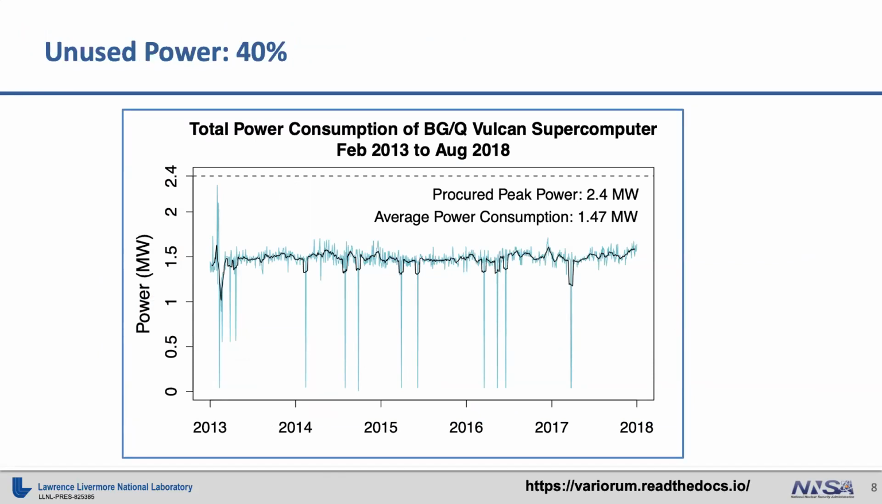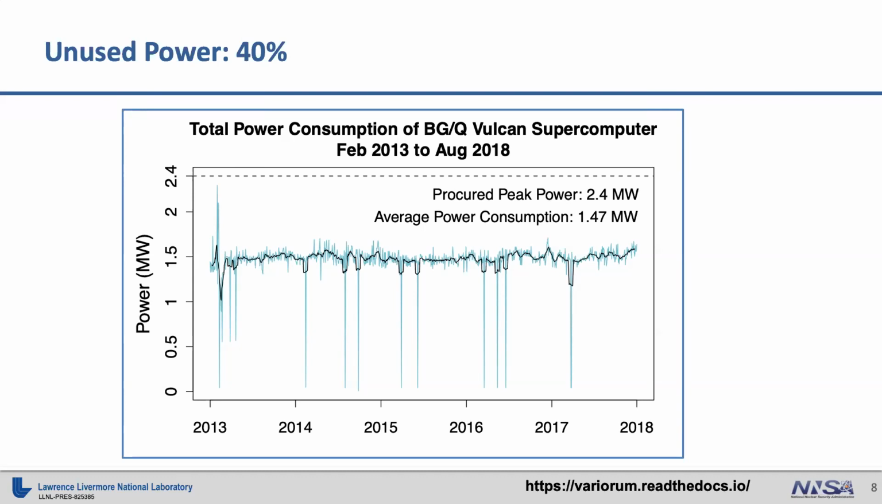So this is data from a supercomputer at Lawrence Livermore National Lab. It used to be one of the top 10 supercomputers back in the day. It is called the Vulcan supercomputer. It was a BGQ supercomputer. And I think what this graph is really showing is power on the y-axis in megawatts, and time across almost 5 years on the x-axis. And we are looking at 3-minute samples of power consumption on this particular supercomputer.